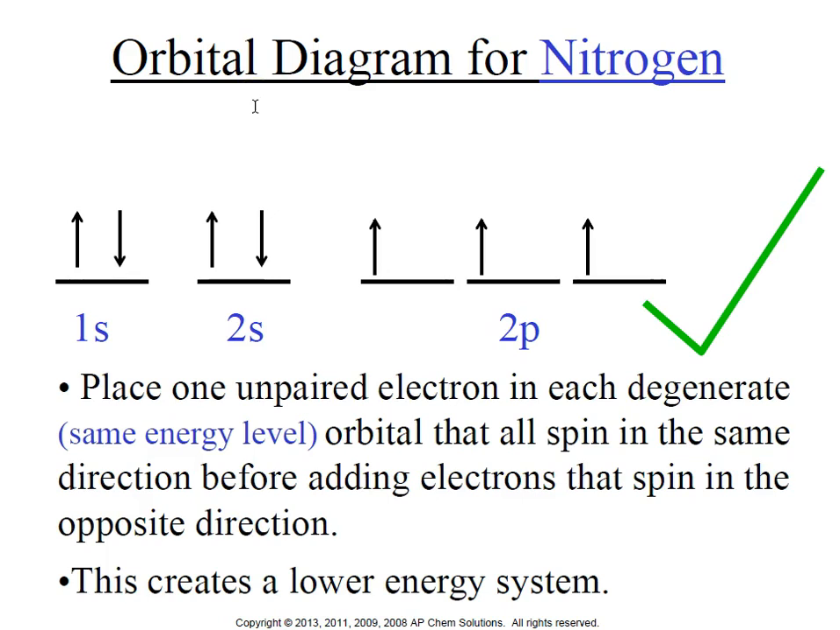You place 1 unpaired in each, and this degenerate here, it's a key vocabulary word, but degenerate, or equal energy. All these 2p's have the same energy, so that they spin in the same direction before you add them in the opposite directions. This creates a lower energy system. Think about these. These are electrons, and they're all negative. And negatives repel, so they don't want to be in the same orbital if they don't have to. So this is going to be lower energy for them to spread out into those 3 different orbitals.